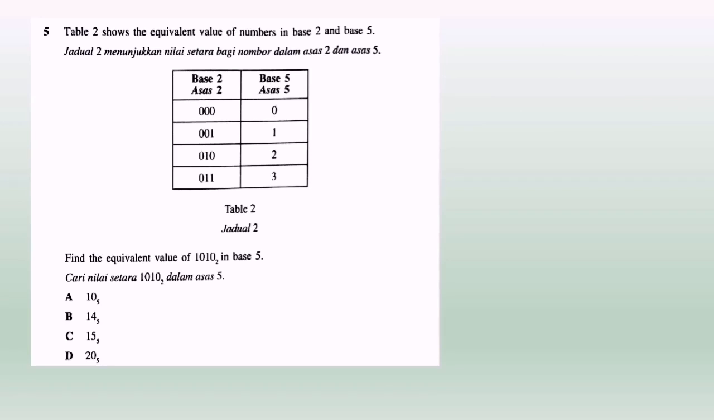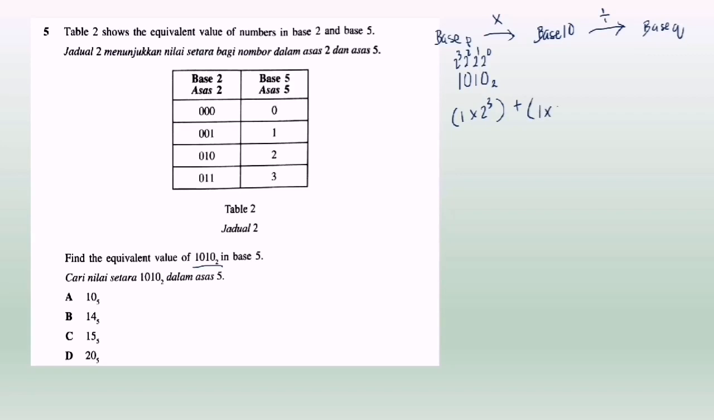Question number 5. Table 2 shows the equivalent value of numbers in base 2 and base 5. Find the equivalent value of 1010 base 2 in base 5. Basically, we will refer to the table. We just convert the number in base 2 to number in base 10. After that, convert the number in base 10 to number in base 5. Okay, so start from 1010 base 2. Convert to base 10. So it's multiply: 1 times 2 power of 3 plus 1 times 2 power of 1. So equals 8 plus 2 equals 10.